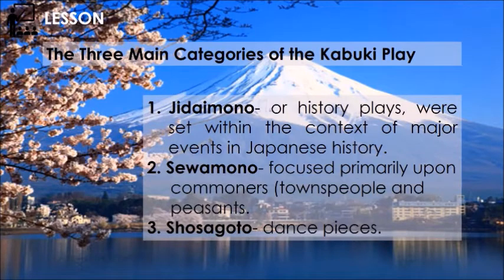The three main categories of the Kabuki play. Number one, Jidai-mono, or history plays, were set within the context of major events in Japanese history. Number two, Sewamono, focused primarily upon commoners, or townspeople and peasants. And number three, Shosagoto, dance pieces.